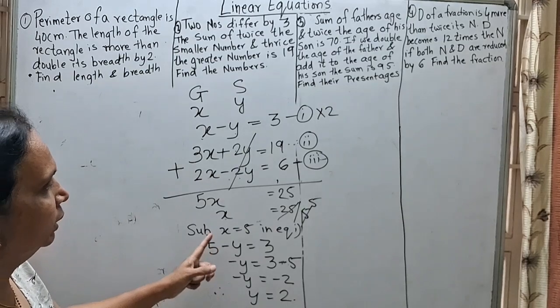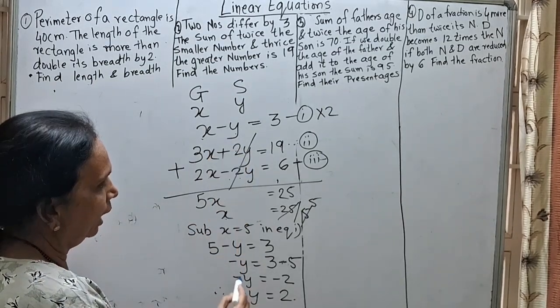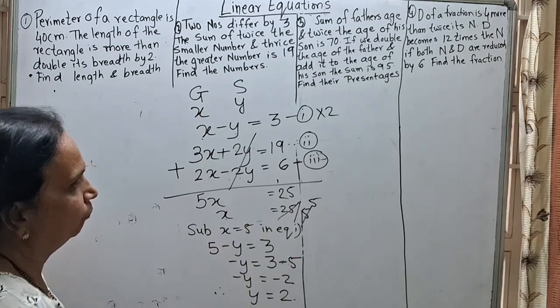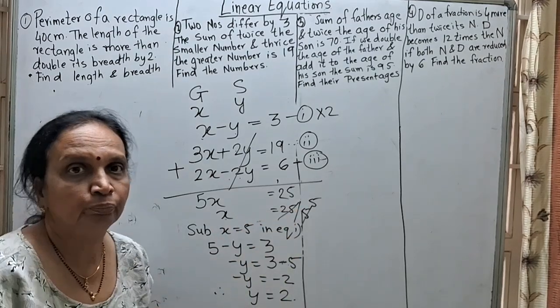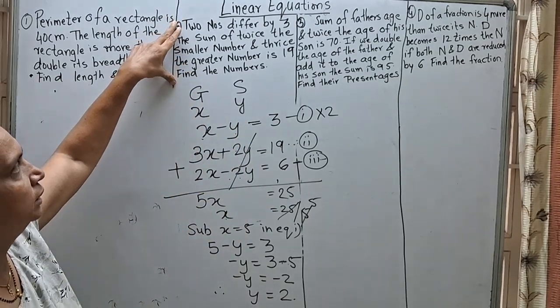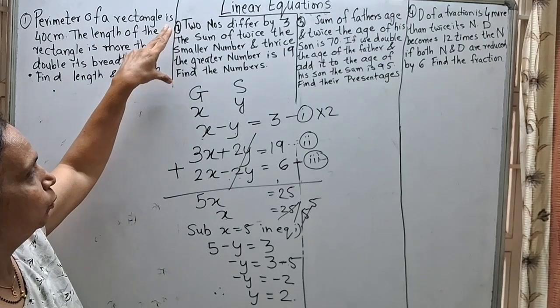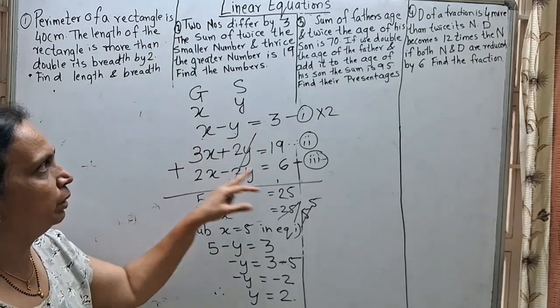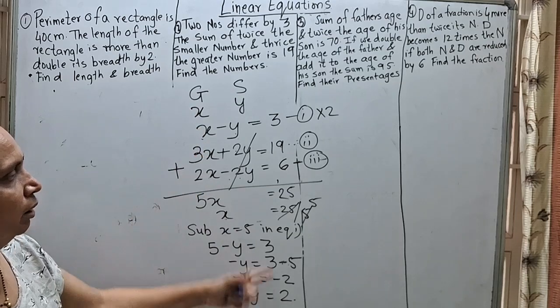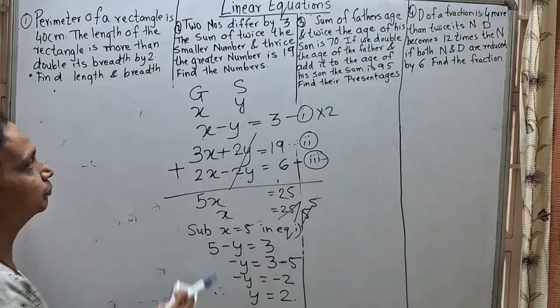Therefore, which are the numbers? So you are going to write the numbers are 5 and 2. So this is how it is very simple once you understand the given condition and you are able to form the equation. Okay, so this is our second sum. Now we will try the third sum.